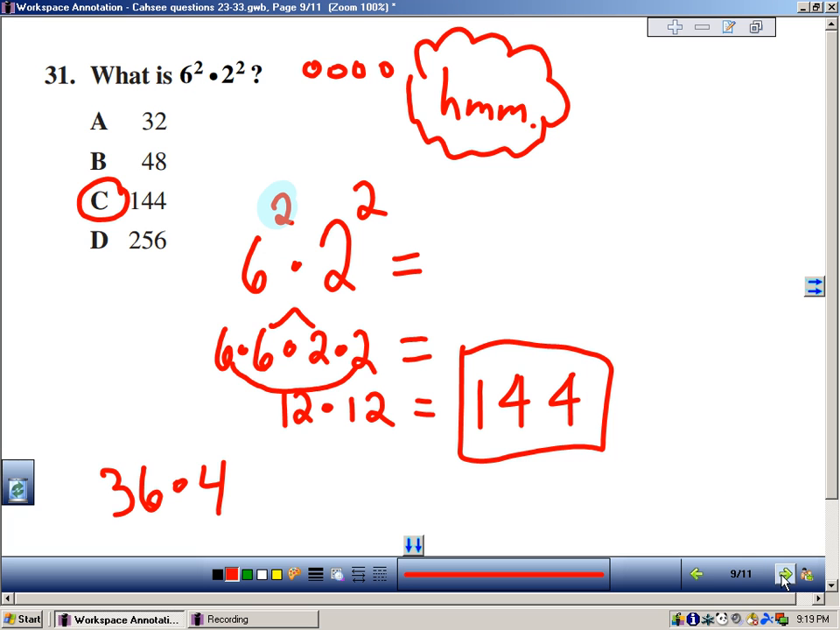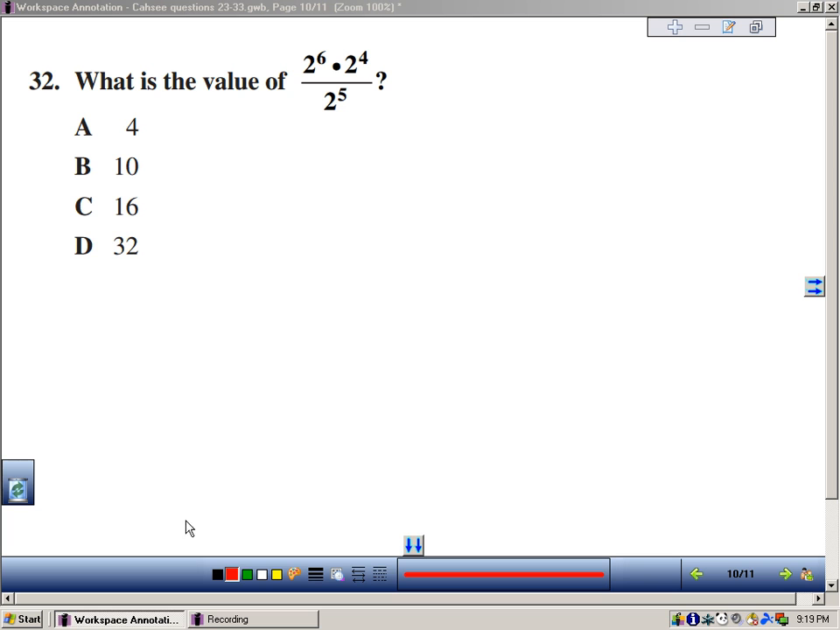Continuing. Just about done with the video. What is the value of this expression? Again, got numerical answer. We also have shortcuts. And what I noticed is that this expression has powers with the same base so that we can add the exponent. And so 2 to the 6th times 2 to the 4th is 2, 6 plus 4, which is 10.